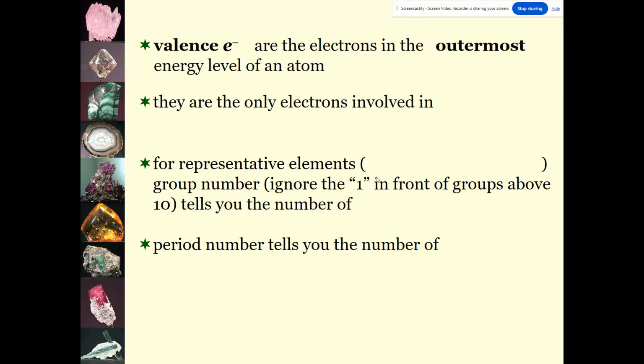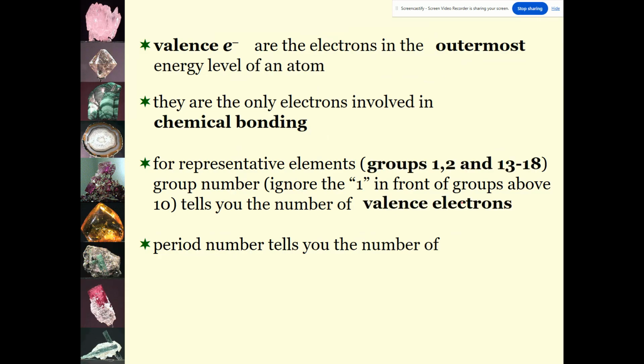Now, the valence electrons, if you remember, are the electrons in the outermost energy level. They're the only ones involved in bonding because the inner orbitals are all filled. To figure out how many valence electrons you have, the group number tells you. So for groups 1 and 2 of the periodic table, if it's group 1, it has 1 valence electron. Group 2 has 2.